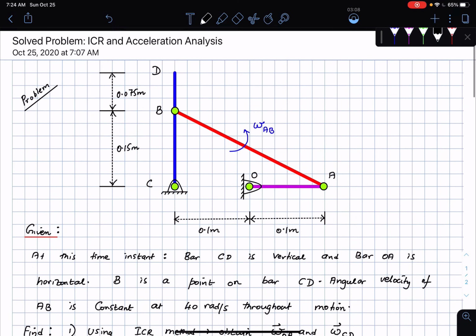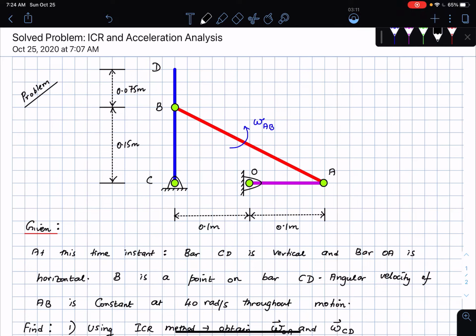All right, now once again, let's very quickly go back and look at the problem. I have this bar CD, which is vertical. I have the bar OA, which is horizontal. Point C and point O are fixed points. Okay, so C and O, these are fixed points, which means that their velocities and accelerations are going to be zero. Omega AB is told to you to be a constant angular velocity, which means that alpha AB is going to be zero as well. And I need to employ the ICR method to find the angular velocity of CD and OA, and I need to employ regular acceleration analysis to find the angular acceleration.